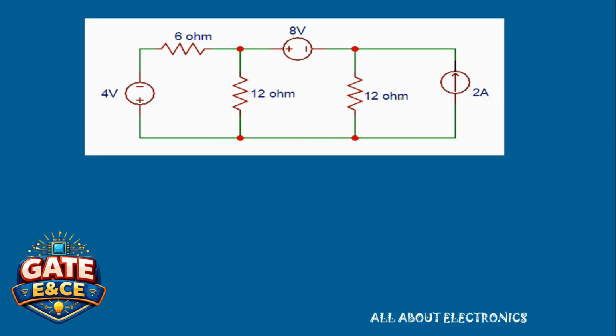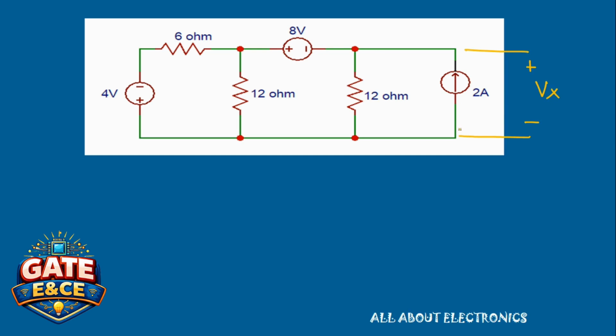So here we have one circuit. In this we need to find the voltage across this 2 ampere current source. Let's say the voltage across this 2 ampere current source is Vx. So just by looking at the circuit, it looks a bit complicated to find the voltage across this 2 ampere current source. But we will see that using the source transformation, we can easily find out the voltage across this 2 ampere current source.